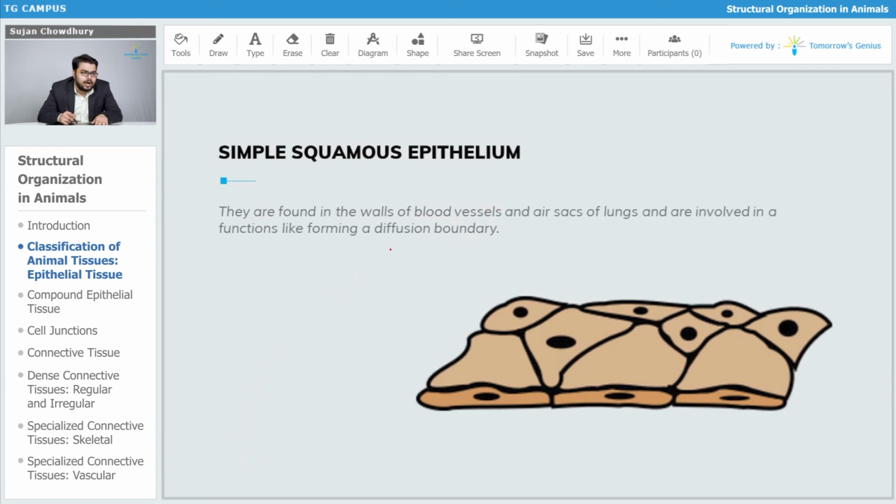They are found in the wall of blood vessels and air sacs of lungs, and they are involved in functions like forming a diffusion boundary. So in the wall of blood vessels and air sacs of lungs, like the alveoli, we find simple squamous epithelium.